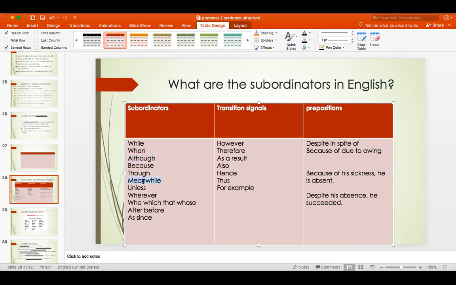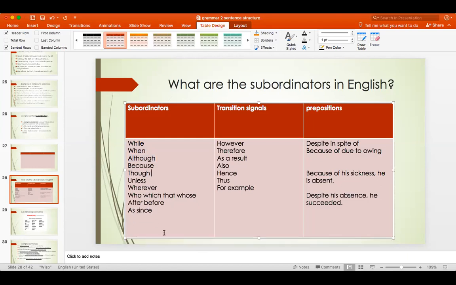Unless, meanwhile, I'll delete meanwhile, something I don't want to talk about. Unless means if not. "Wherever you go, he follows you." And then who, which, that, whose. "The man who was carrying the baby is my cousin." "The book which you told me about is interesting." After and before, as and since, till, until, a long list. However, therefore, as a result, also, hence, thus, for instance, for example, further, furthermore, in addition, additionally: these are not connectors. I'll show you in a bit.